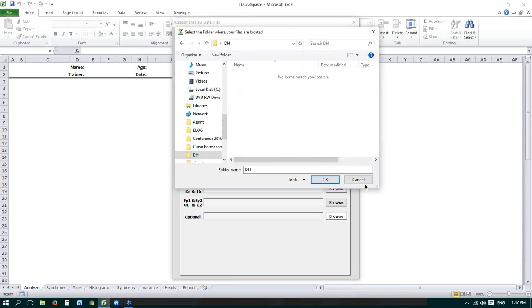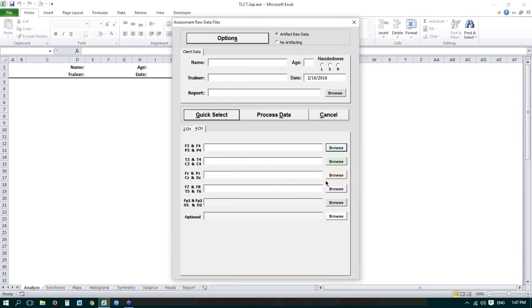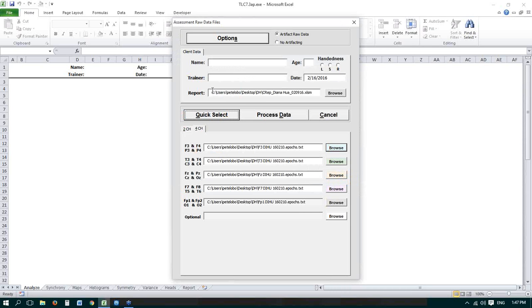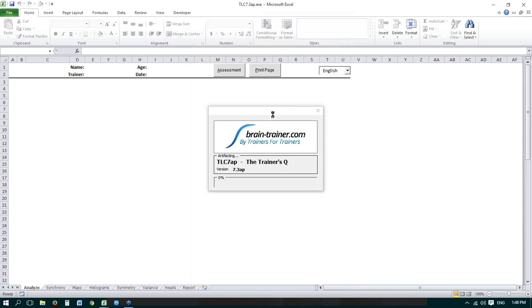So here's the folder that has some data in it, and I'll just say, okay, that's the correct folder. And the assessment then says, okay, this is what I think is the report. Here's what I think is the F3 file, the T3 file, and so forth. They're all set. I then just click to process the data.